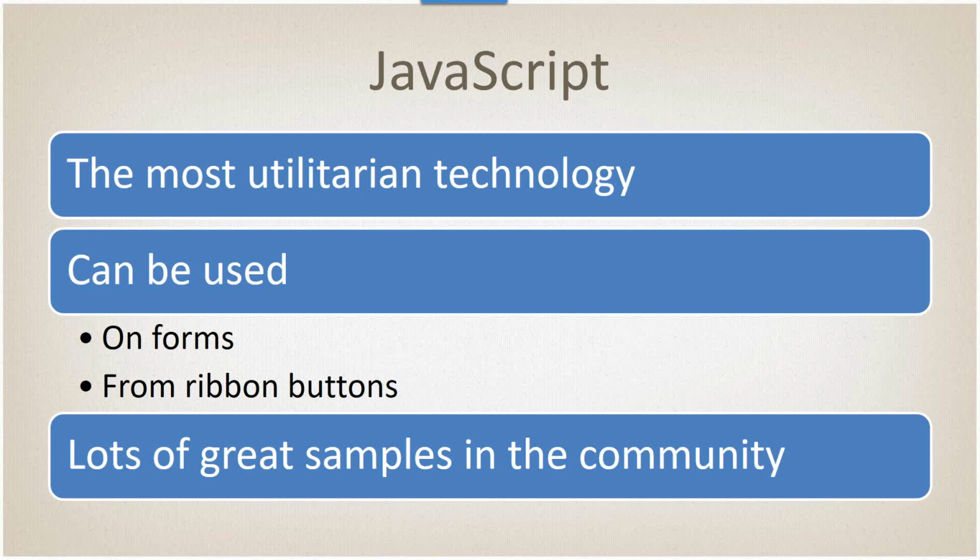In my opinion, JavaScript is the most utilitarian of all of the technologies we work with. It's also the most versatile. It is fairly easy to use compared to some of the other things out there, but it is development, so you do need to know how to do programming. You use it on forms or from ribbon buttons. A ribbon button has one of two actions: one is to open or launch a URL, and the other is to execute a JavaScript function. So you have to use it if you're adding code to ribbon buttons.